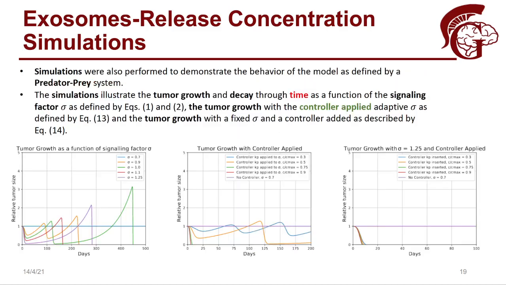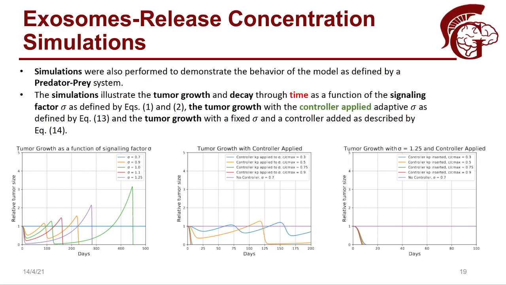We also performed simulations to demonstrate the behavior of the model as defined by the predator-prey system. The simulations illustrate the tumor growth and decay through time, as we can observe in the graphs below. So the first graph represents the tumor growth as a function of the sigma parameter. And for the value of 0.7, we can see the steady state scenario where the tumor does not grow nor shrink. And for other values of sigma, we can start to see the oscillatory behavior of the tumor growth as defined by the predator-prey model.